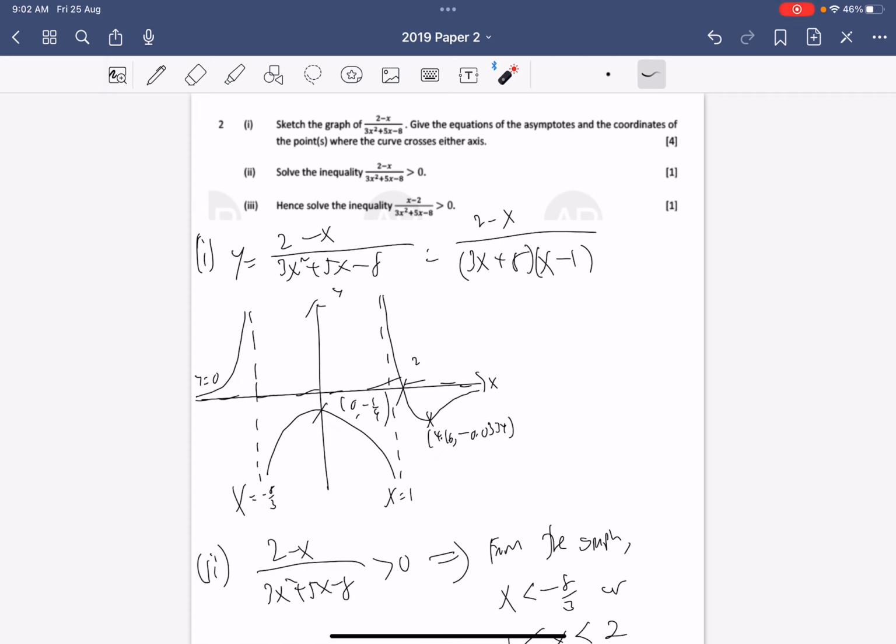You can use the GC to find the minimum points, maximum points, and the intersection points, or you can substitute them in normally. But since the question never states for any exact values, you just use your GC and it's fine. So you just see how the graph looks on the GC and you just draw it accordingly.